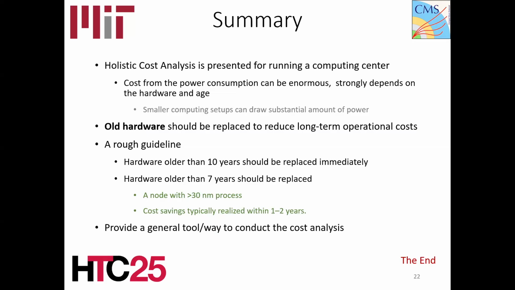And a rough guideline is given. Any hardware that is older than 10 years should be replaced immediately. Hardware that is older than 5 years should also be replaced, because typically the cost saving with the new hardware could be realized within 1 to 2 years of operational time. And then at last, this provides a general way that people could use to conduct this analysis for any of the computing sites. And that's all.